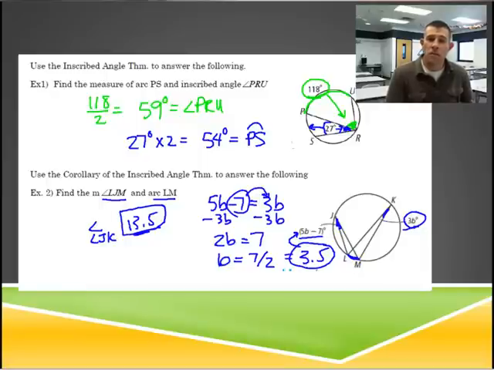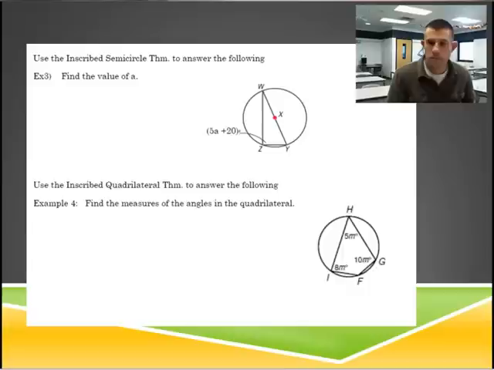And now I know I can find the measure of arc LM. Arc LM must be twice the inscribed angle. Therefore, if I double it, I will come up with 27 degrees.